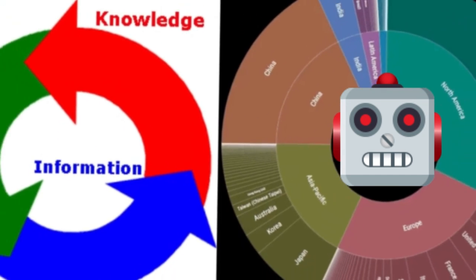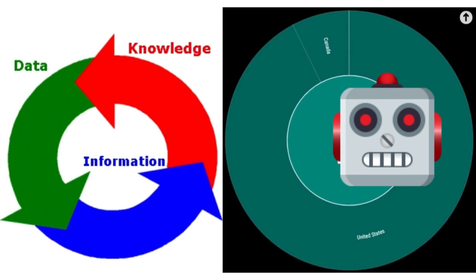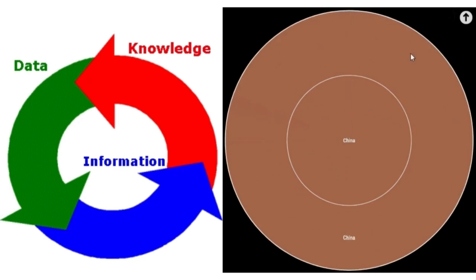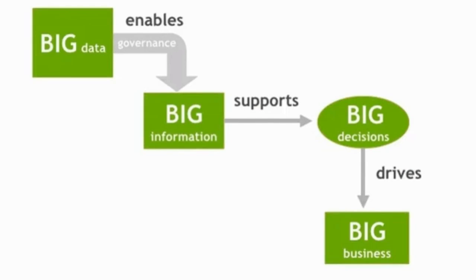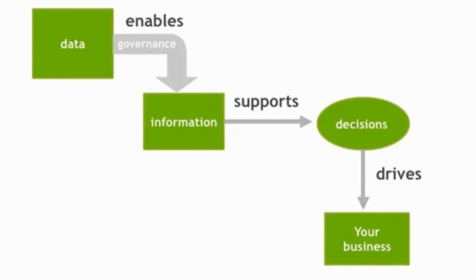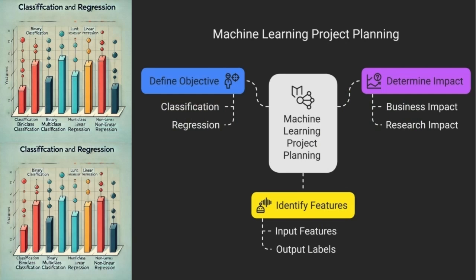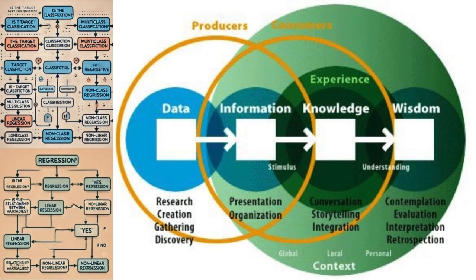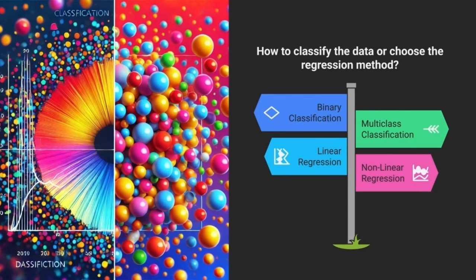Understanding the problem statement. Defining the problem statement is a crucial first step in supervised learning. It is essential to clearly determine whether the objective is classification or regression. Understanding the business or research impact of the solution helps in aligning the model's purpose with real-world applications. Additionally, identifying the expected input features and output labels ensures that the data is properly structured for training, leading to more accurate and meaningful predictions. A well-defined problem statement sets the foundation for building an effective supervised learning model.